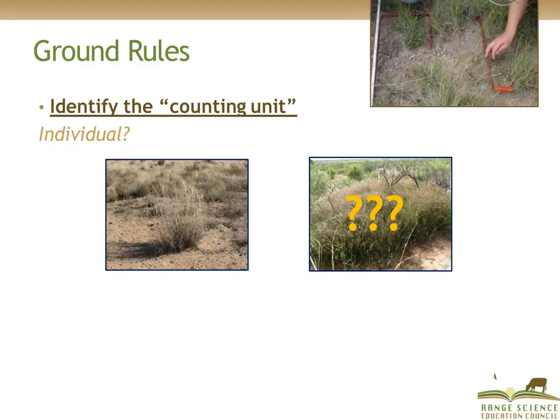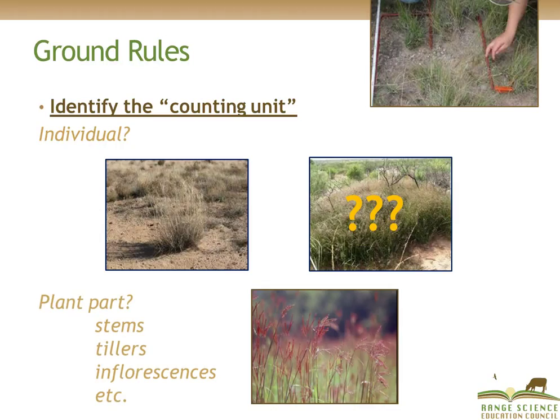Now sometimes it may not be necessary to identify and delineate individual plants, depending on what our management objectives are. And so it may be sufficient simply to count plant parts that we're most interested in. Oftentimes we will do this looking at stems, tillers, inflorescences, or whatever the plant part of interest is that is going to best provide information for the management objective.